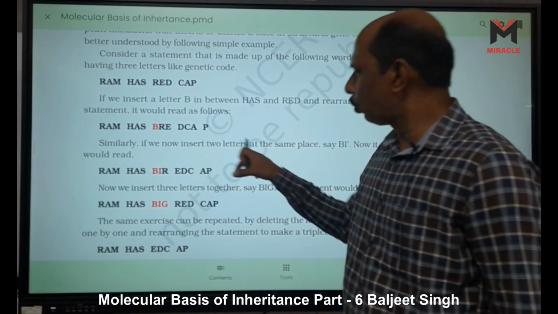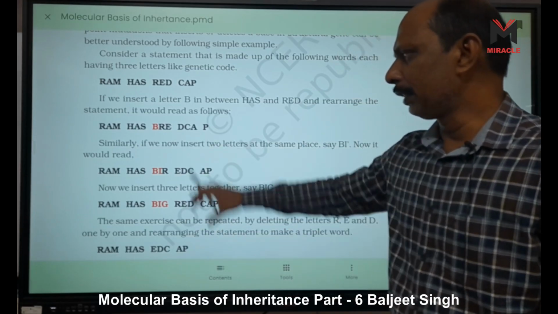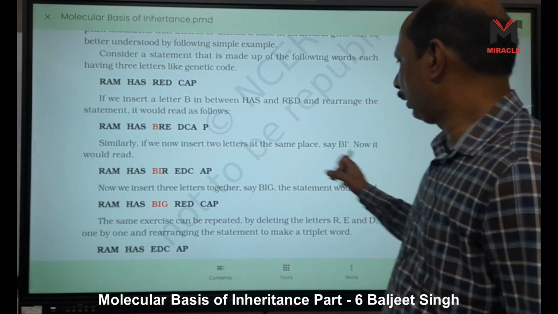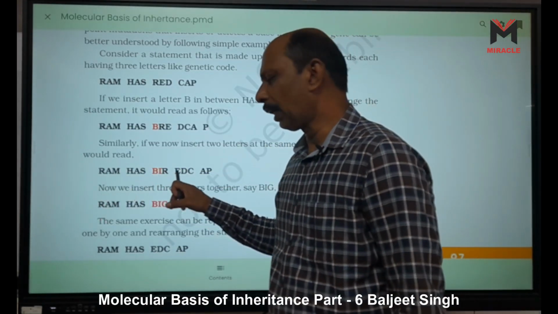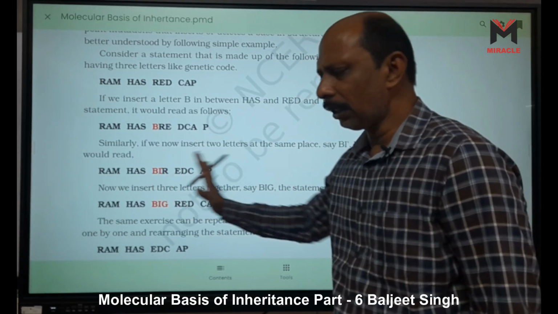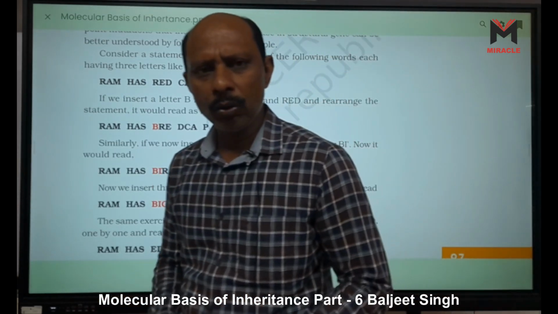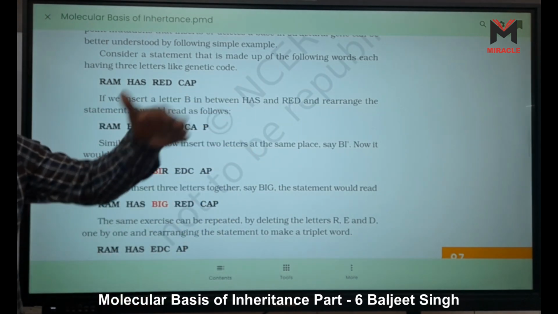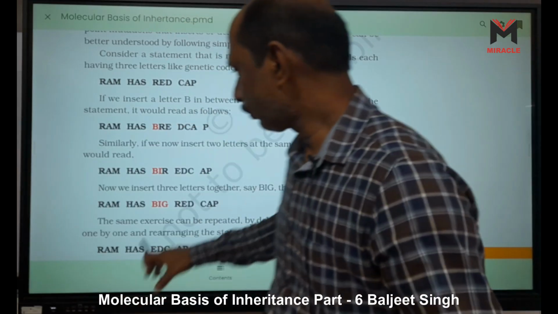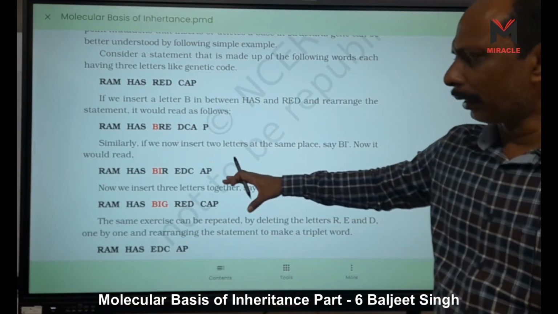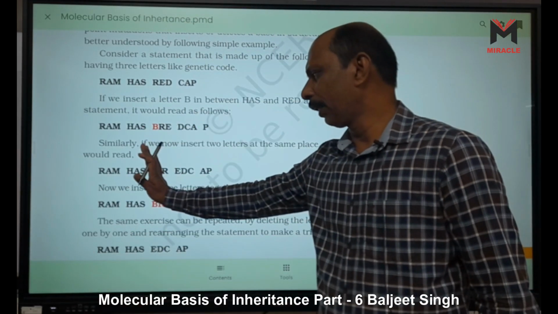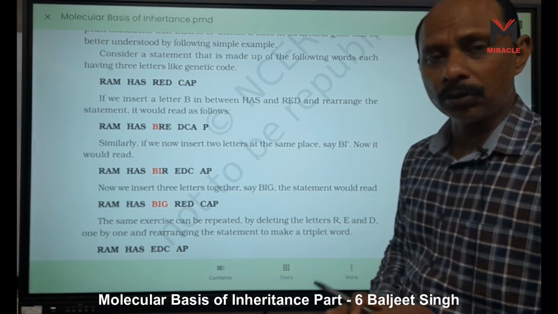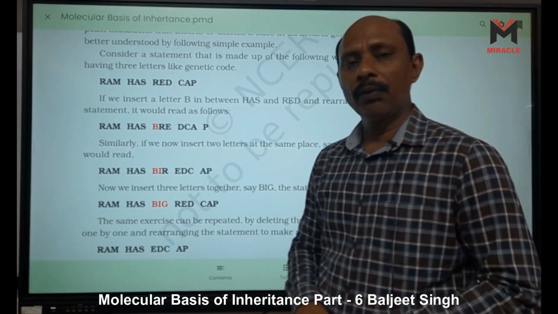Similarly, if we now insert two letters, suppose B is added and then it is changed. Suppose we insert one more, that is I. Then what happens? Ram has B, I, R, E, D, C, A, P. That means the remaining genetic codes are changed, or we say the total frame is shifted to the left side, right? If one or two letters are inserted, it is not a deletion, it is not a replacement, it is not exchanged, but it is inserted. Then what happens?